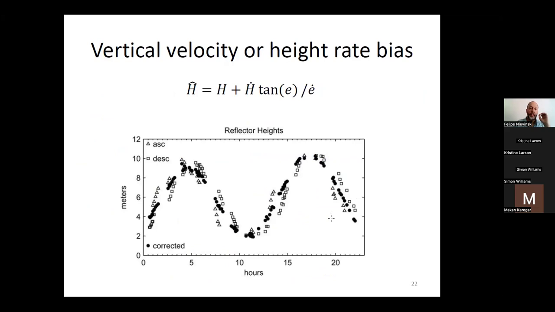This is from a 2013 paper in Alaska, Christine and colleagues. We have demonstrated the importance of applying a correction for the height rate, that's h dot, that's in meters per second. And it will differentiate between ascending or rising satellites and descending or setting satellites, which is described by e dot, that's elevation rate in degrees per second, right?